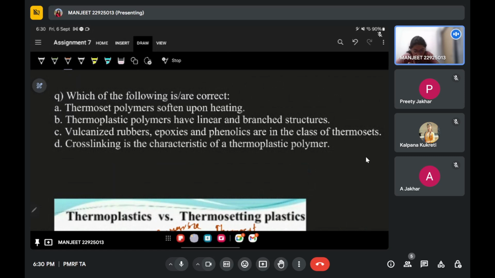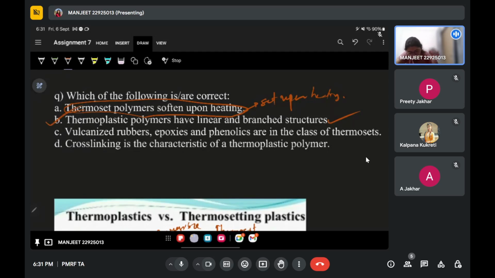In A part, the thermoset polymer softens upon heating. We already know thermosets do not soften upon heating. They set, because it is an irreversible process. So thermoset generally sets upon heating, and thermoplastic generally softens upon heating. In the B part, the thermoplastic polymer has a linear and branched structure. Yes, it is true.